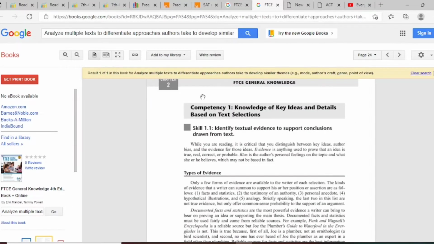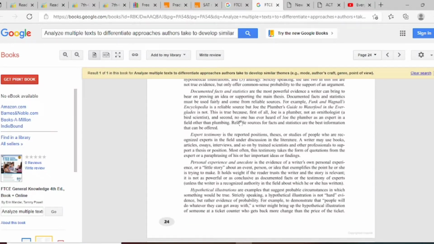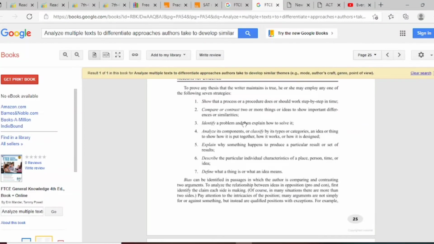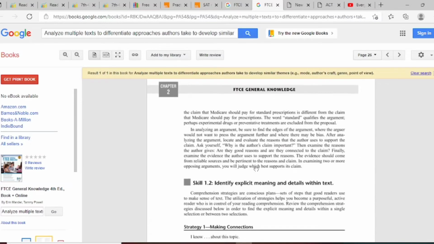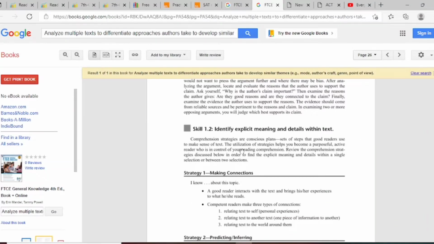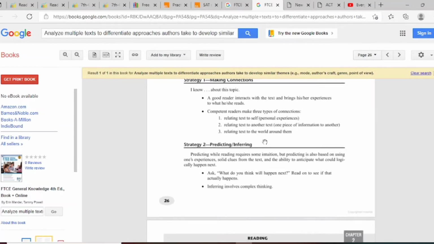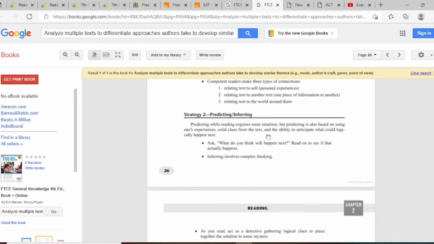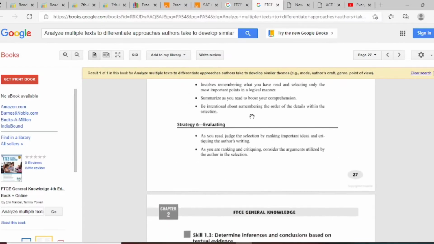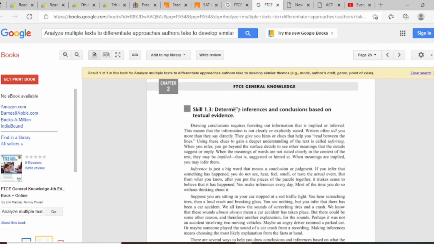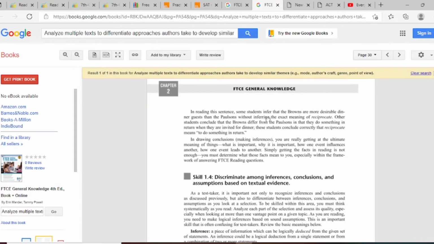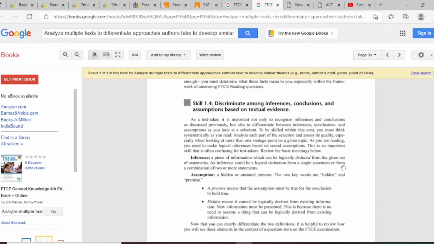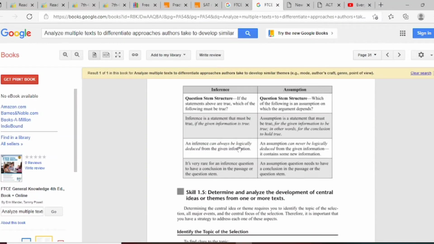Oh, here it is. Competency 1, knowledge of key ideas, and it goes through the types of questions, or the information you need to know for this exam. It basically gives you all the information you need to prepare for the exam. It tells you how to infer, how to summarize, how to determine conclusions. So this book is super helpful, because maybe you're a test taker like me who wants to see everything outlined. This outlines everything that you're going to see on the exam.